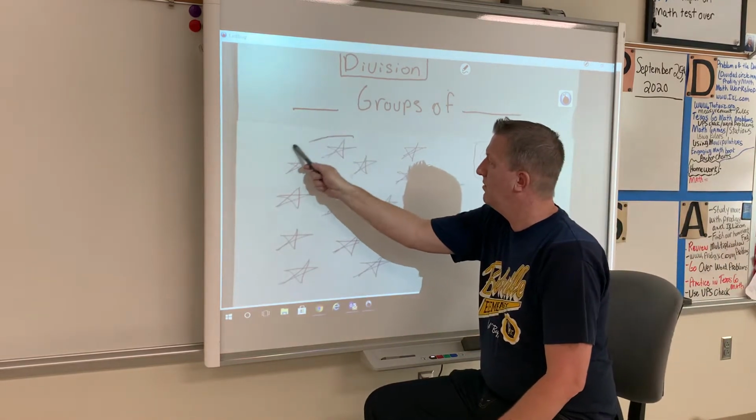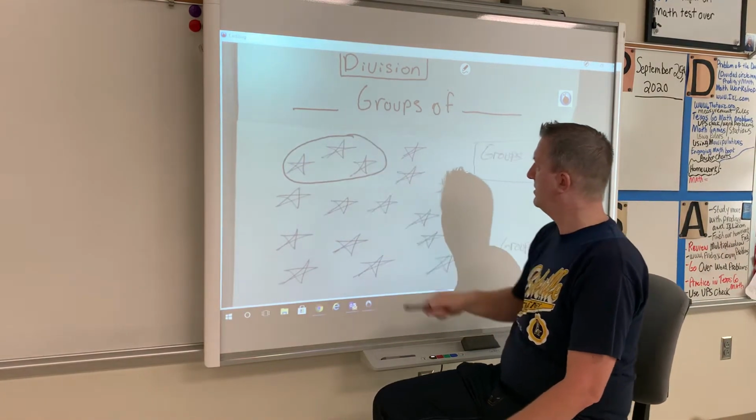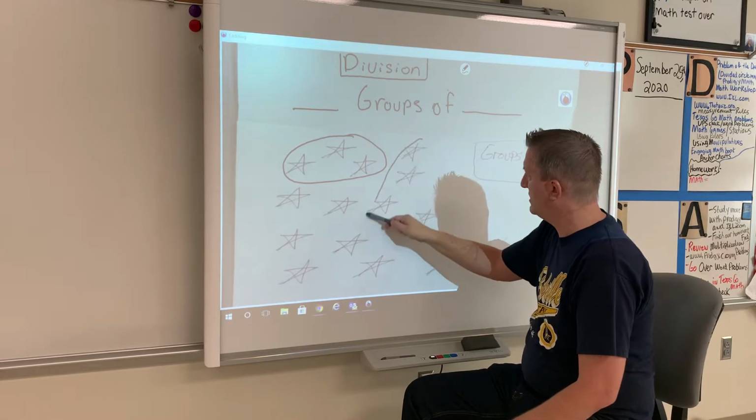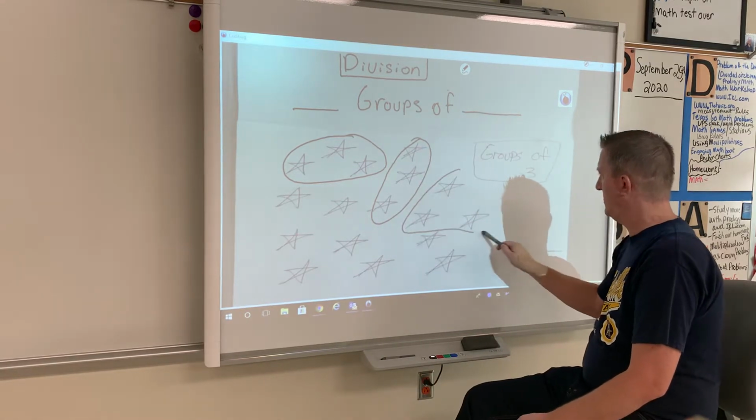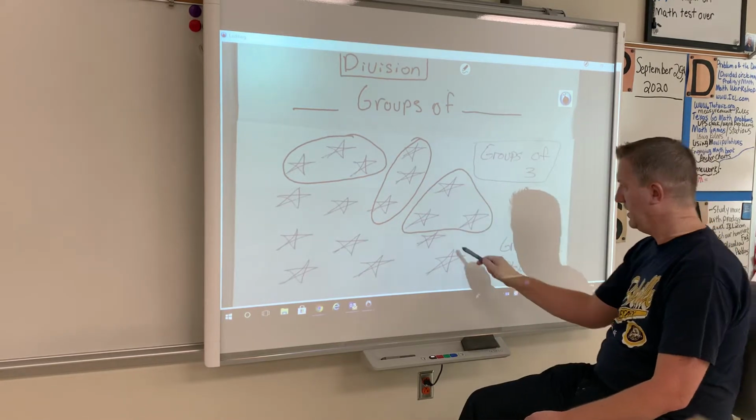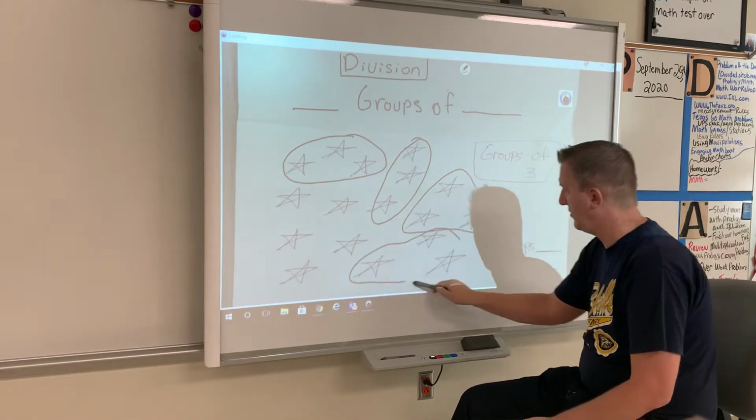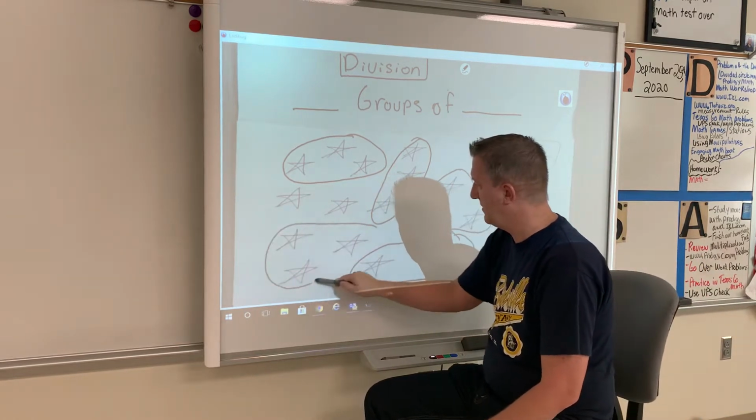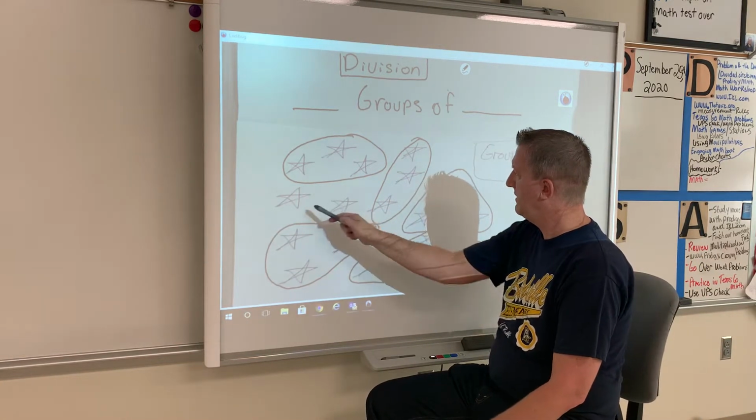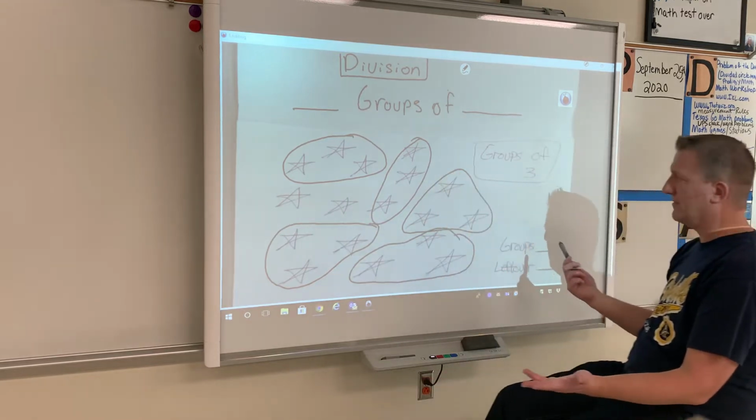So I'm going to go 1 group. Here's another group of 3. Here's another group of 3. Here's a group of 3 right here. And here's a group of 3 right here. Now that one only has 2 left.